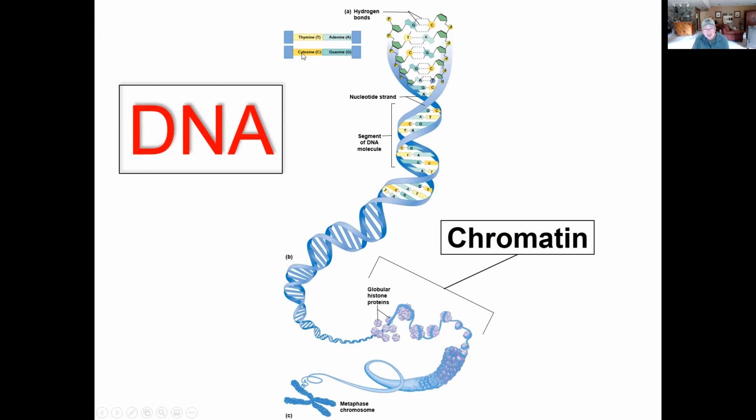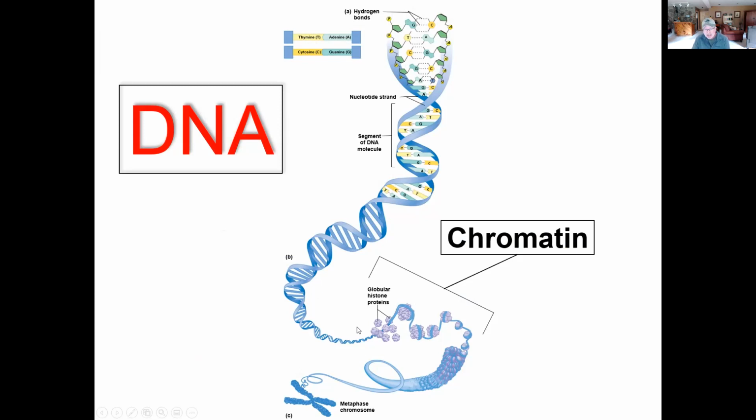If there's a C on one side, on the opposite polynucleotide of the DNA must be guanine. This is referred to as Chargaff's rules. So you should memorize this, T to A and C to G bonding.